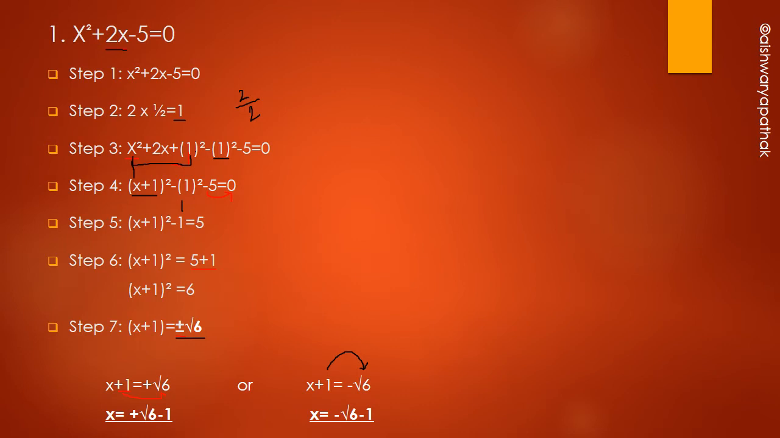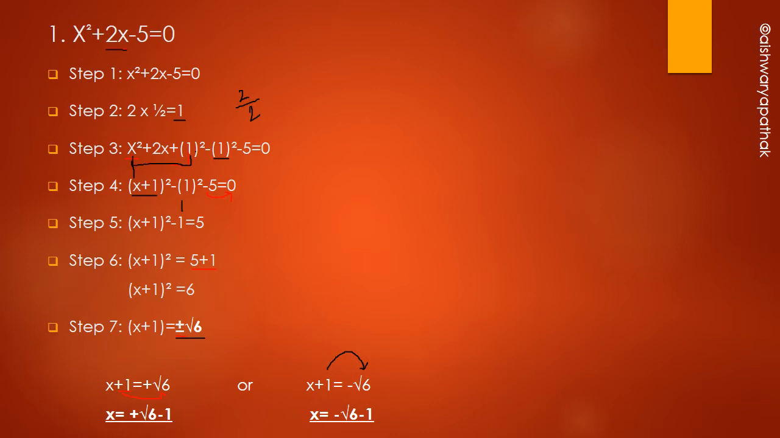So in this way you have got two roots of x, or two values of x. One is plus under root 6 minus 1 and the other is minus under root 6 minus 1. In this way you have to solve the quadratic equation by the completing the square method. And I will revise once again.